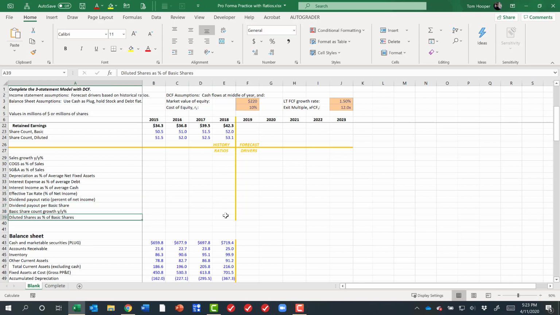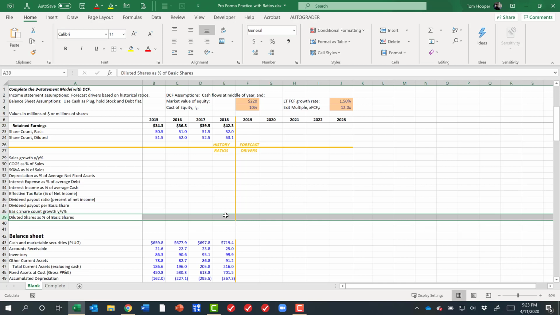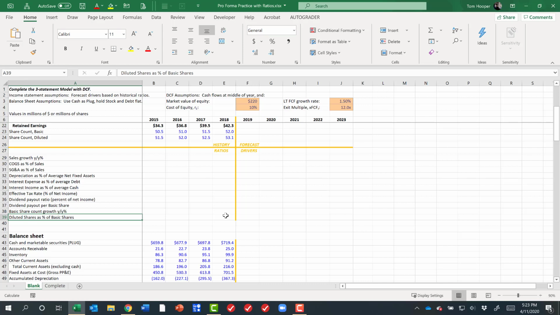And then I've also included this row, diluted shares as a percent of basic shares. If that's greater than 100%, say 102%, then that means there are a couple of percent of the shares that are owned by corporate management as options.